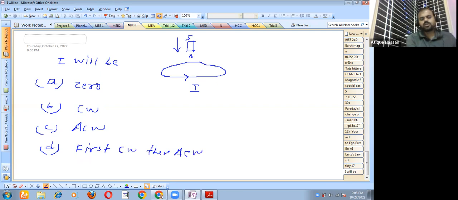The magnet is falling near the loop. Can you see the screen, right? So the magnet is falling near the loop. This is a current capacitor. This is a conducting loop.